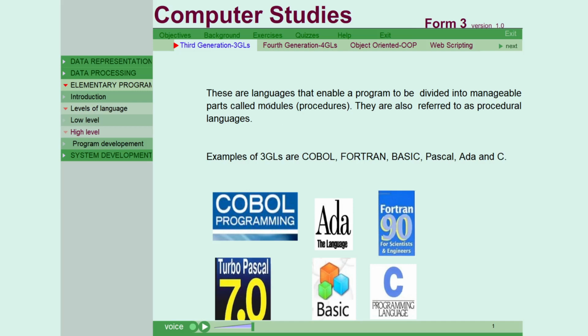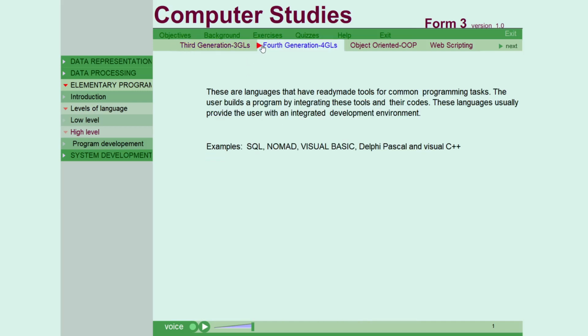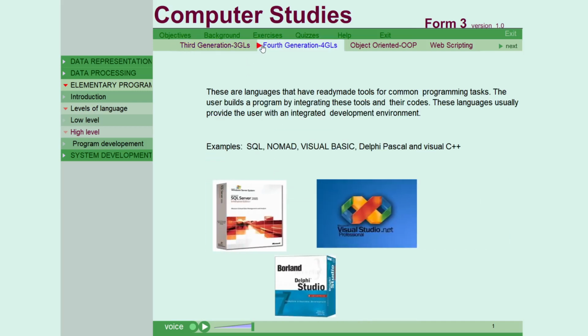Fourth-generation languages. These are languages that have ready-made tools for common programming tasks. The user builds a program by integrating these tools and their codes. These languages usually provide the user with an integrated development environment. Examples: SQL, Nomad, Visual Basic, Delphi, Pascal, and Visual C++.